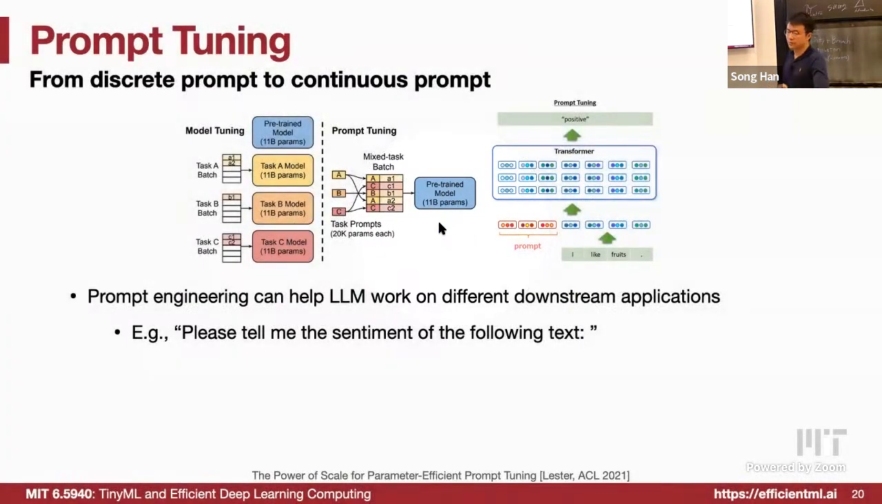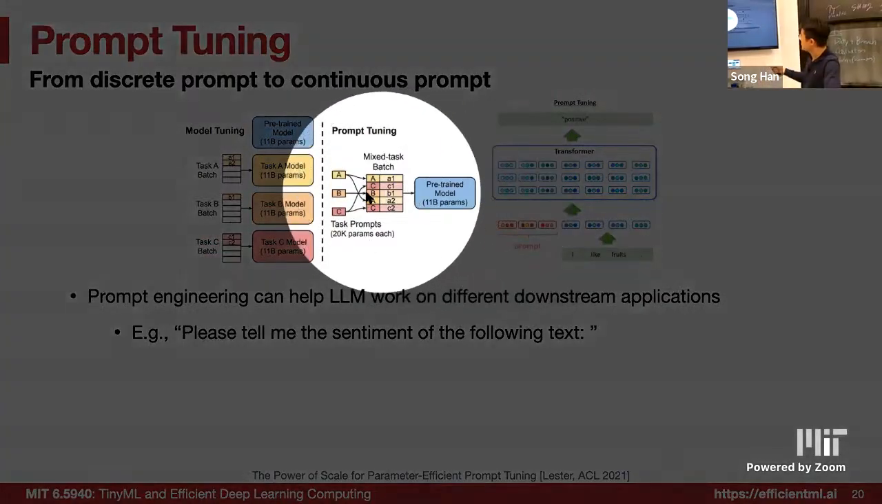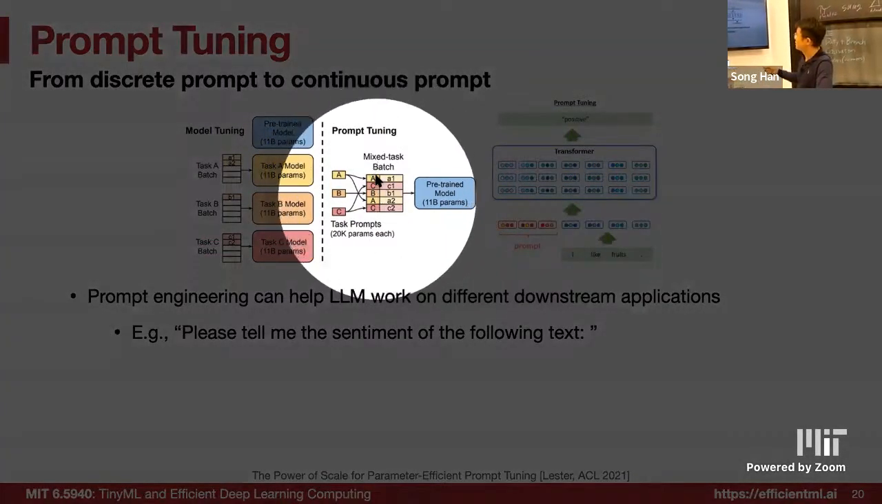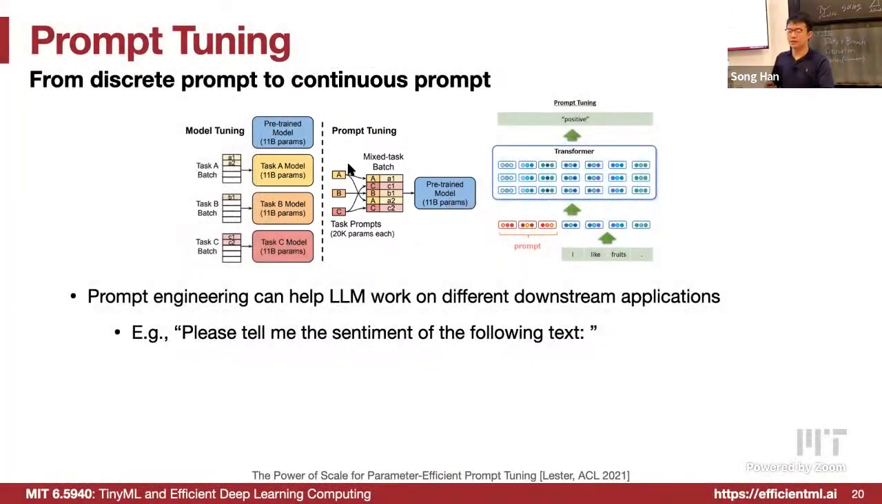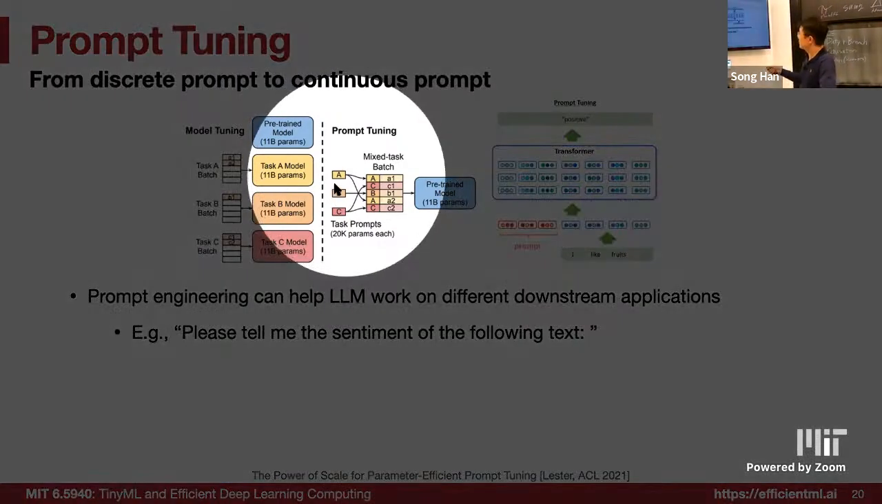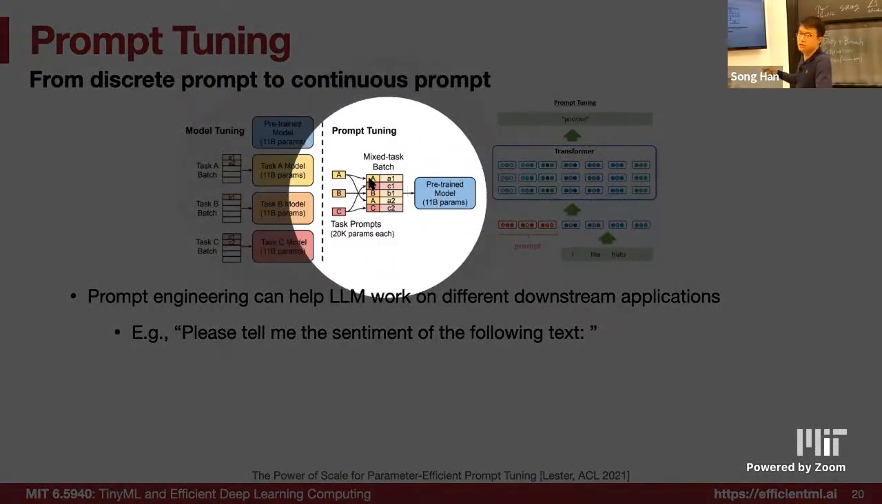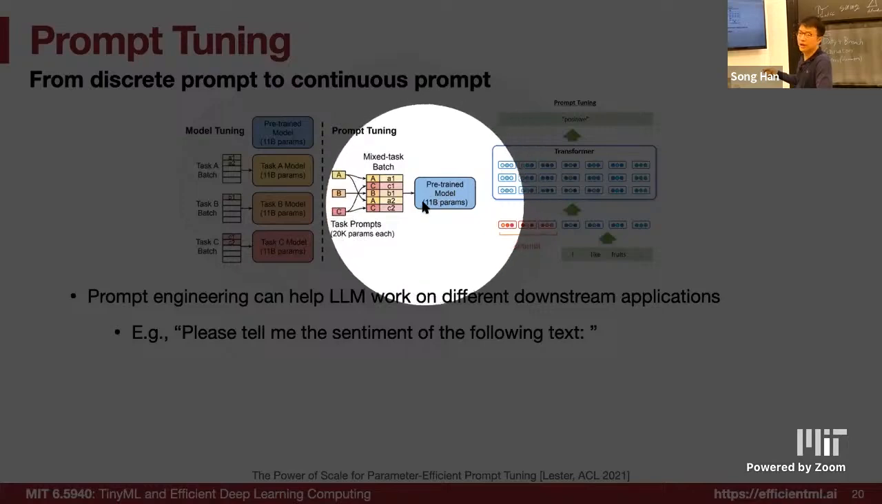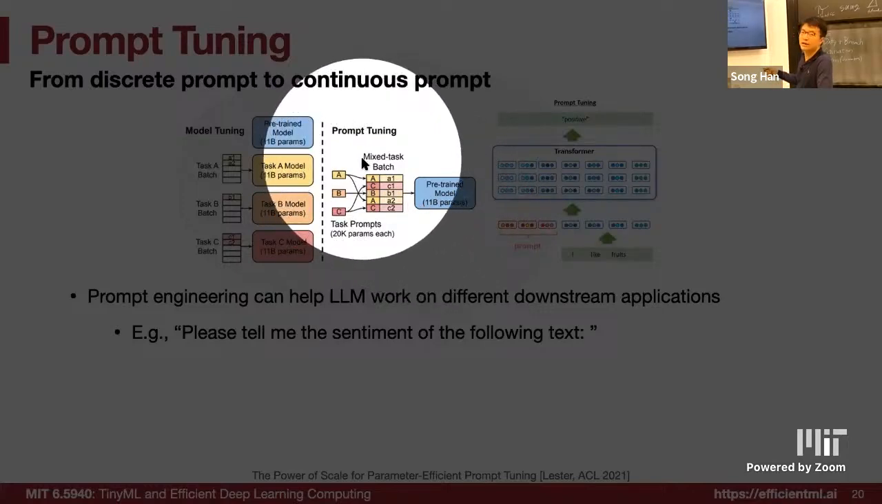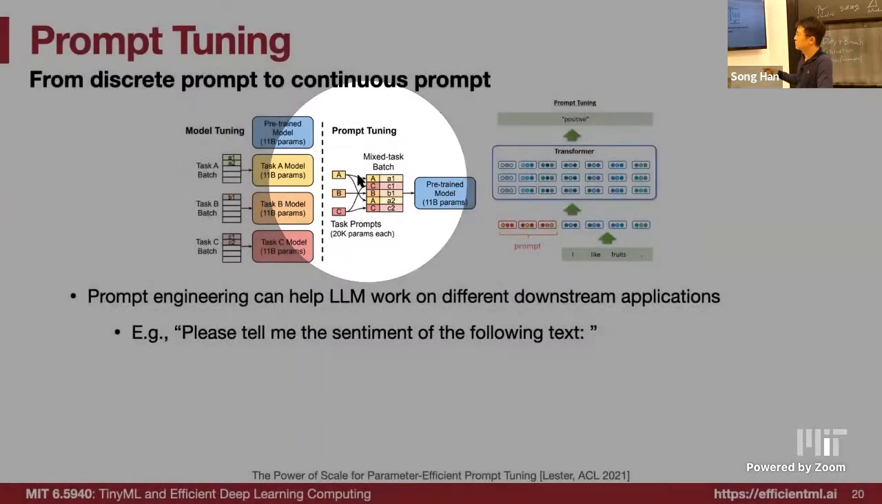So prompt engineering can help a large language model work on different downstream applications. And then we learn a different, continuous task-specific prompt and prepend it before the original prompt, such that when you are having different tasks A, B, C, we can batch them together using the same model. 11 billion parameters. We didn't add anything to the model, but we added the new information to the prompt.